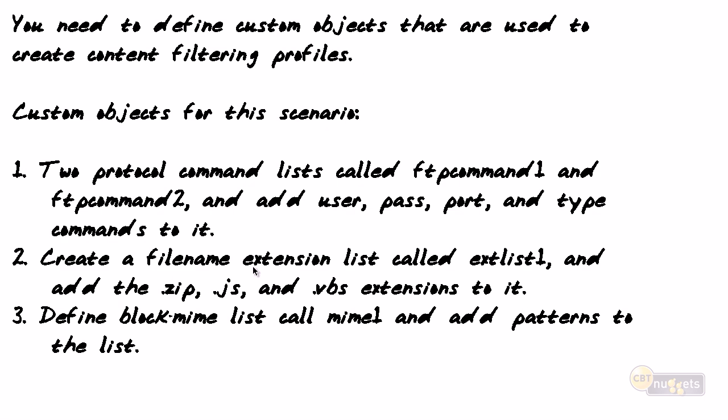We'll then create a file name extension list. We'll call this ext list 1, and we'll add the .zip, the .js, and the .vbs extensions to that list. And then thirdly, we're going to define a block MIME list. We're going to call it MIME1, and we'll add patterns to the list. Sound good? Okay, let's take a look at the syntax.